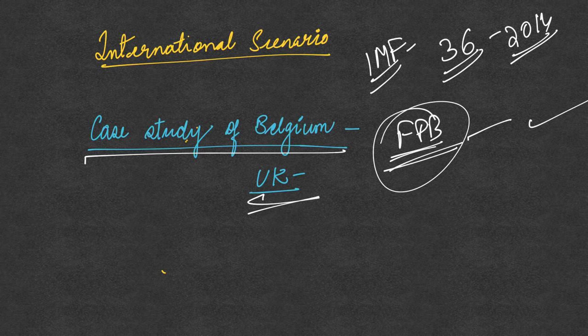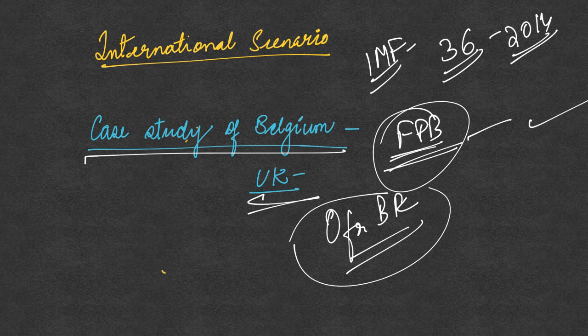Similarly, the United Kingdom also has an office called the Office for Budget Responsibility. Ever since this body has come, it has also played a very important role in restoring the fiscal sustainability in the UK. So this is another example of the UK which can be quoted in the answers. By showing this international scenario and the success stories in terms of international case studies, you can say that we do need an independent fiscal council.